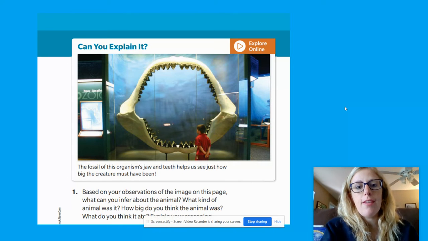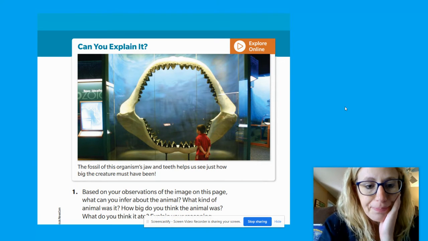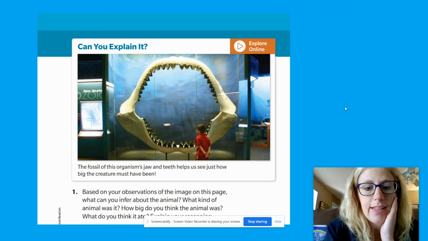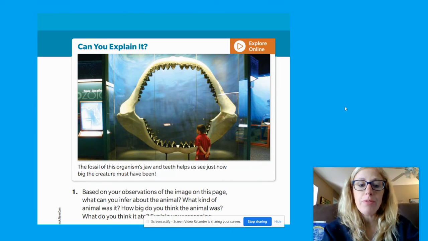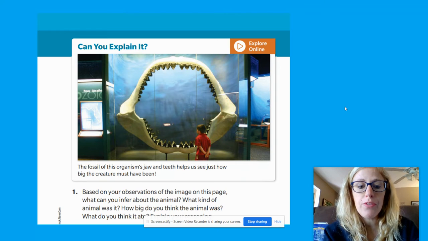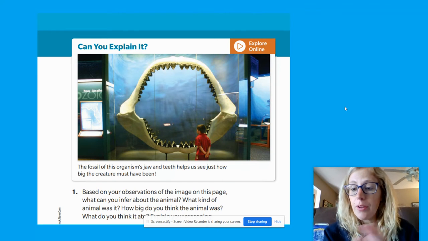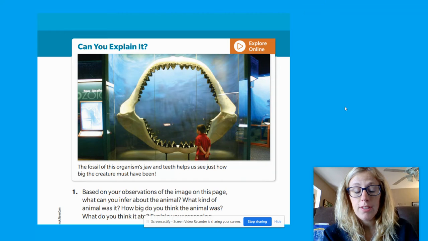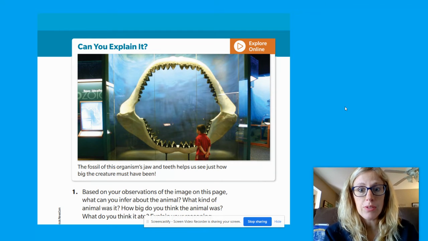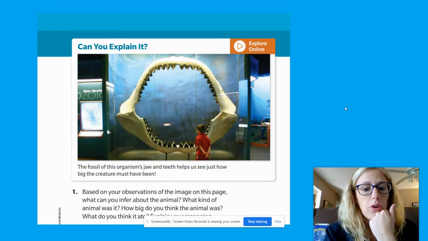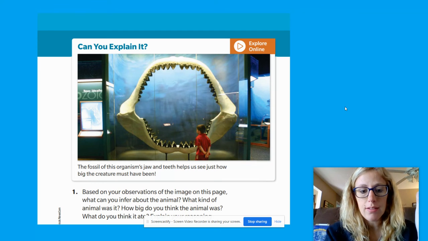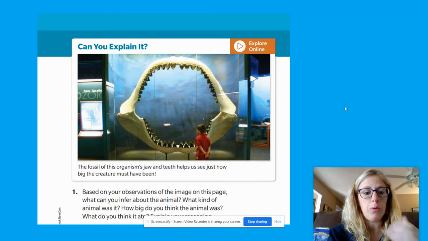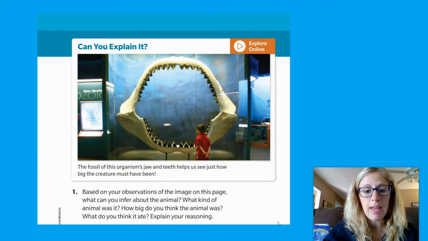So look at this thing right here. This fossil, the organism's jaw and teeth help us to see how big the creature must have been. Based on your observations of the image, what can you infer about the animal? That word infer, that's what we do in reading too. We look at the clues and come to a conclusion. Okay, so what kind of animal was it? How big do you think the animal was? What do you think the animal ate?